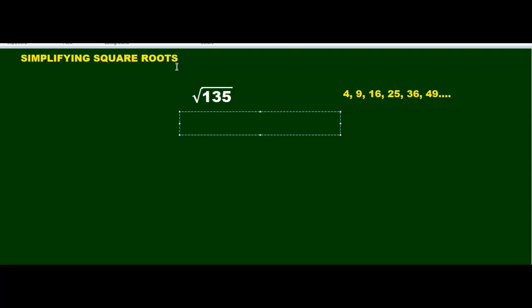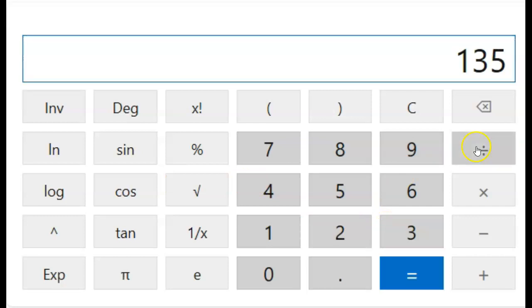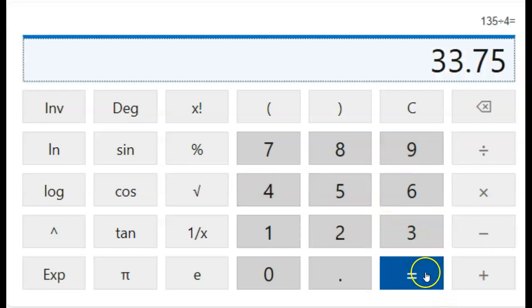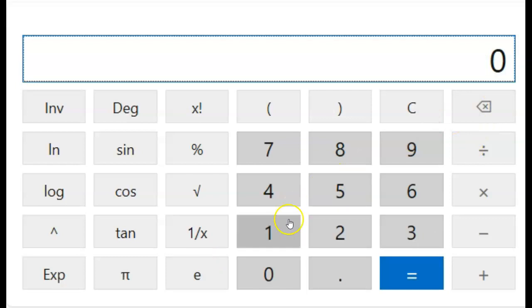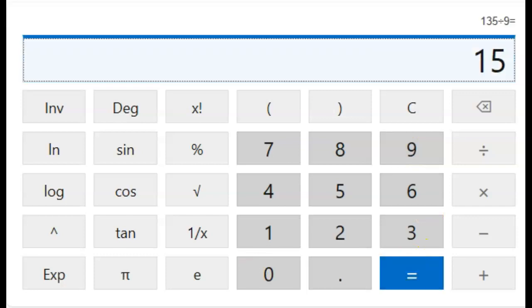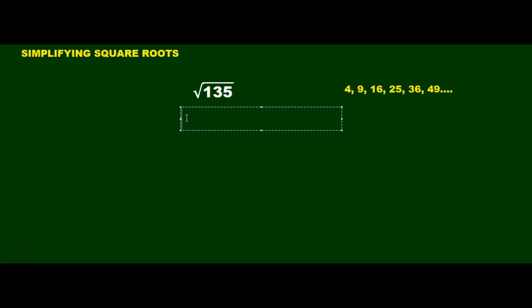So let's find the factors of 135 that are perfect squares. So let's do 135 divided by 4, which is our first perfect square. That doesn't give us a whole number. Let's try 135 divided by 9, which is 3 squared. That gives us 15. So we can say that this equals square root of 9 times 15. Now we're going to look at 15 here. Are there any other factors of 15 that are perfect squares? No. So we can continue on.